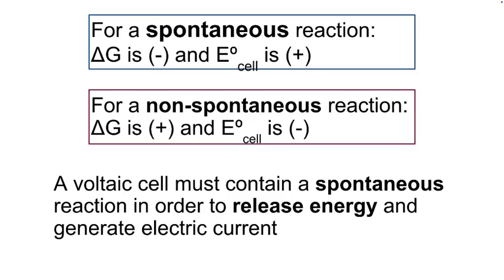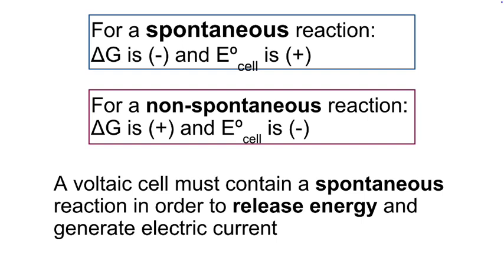Okay? So for spontaneous reactions, delta G is negative, cell potential is positive. Non-spontaneous, it flips. A voltaic cell must contain a spontaneous reaction to release energy. So in the system where we're getting a negative, we're not going to be able to release energy. What would we have to do? If we wanted that reaction to happen, we're going to have to put energy into it to force the reaction to happen.